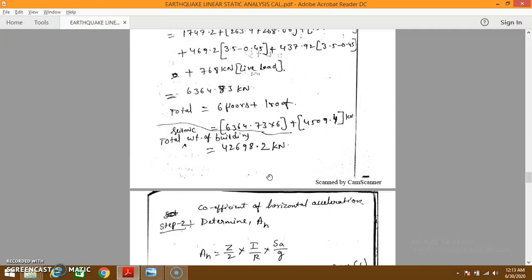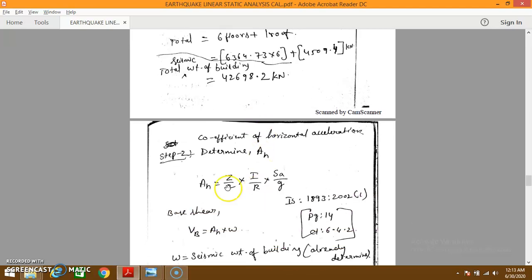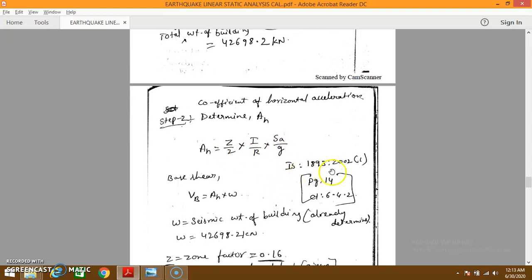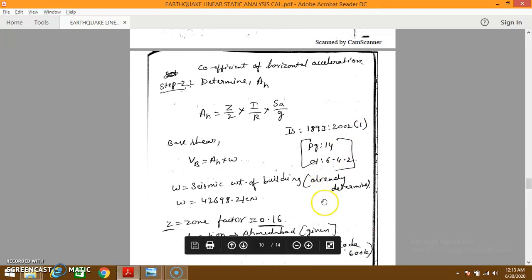Next, another parameter we have for calculating base shear is Ah. Ah is the coefficient of horizontal acceleration. Okay, now we calculate the Ah value. Ah equal to, we have the formula Z by 2 into I by R into Sa by g, as per code IS 1893 (2002) part 1, page 14, clause 6.4.2.